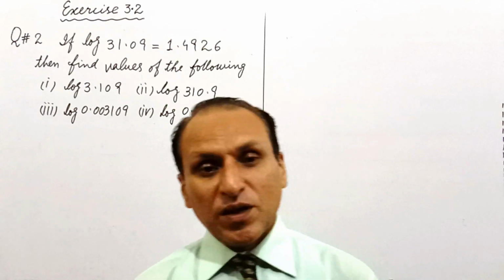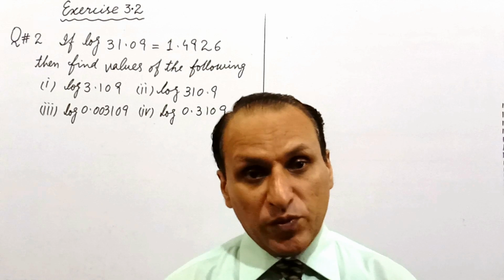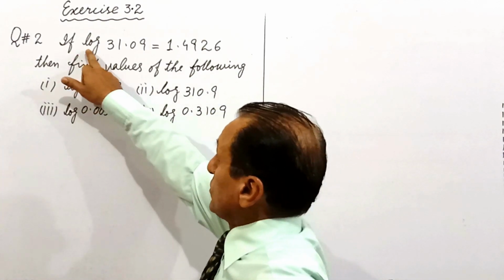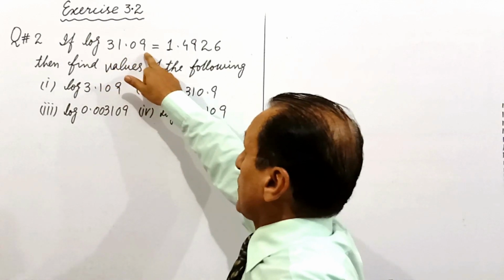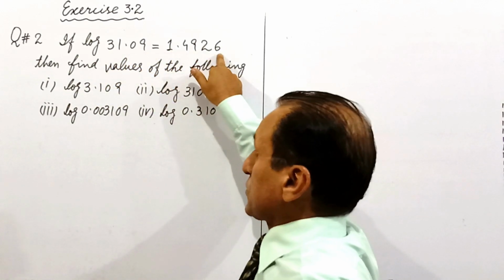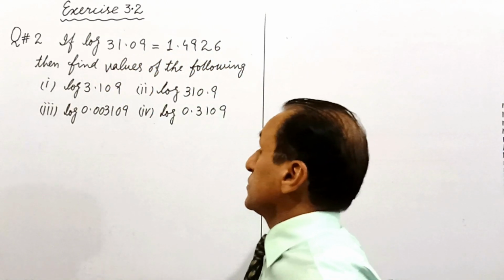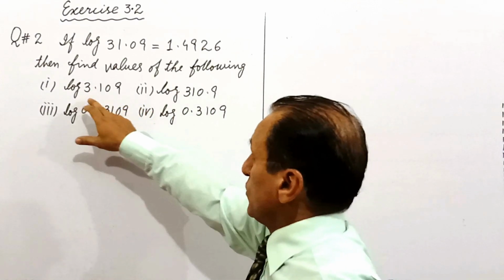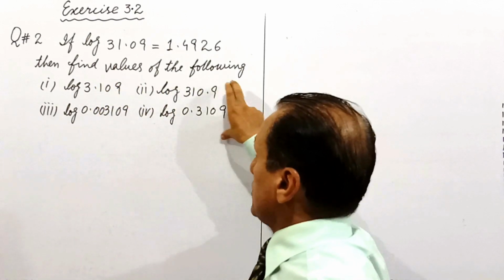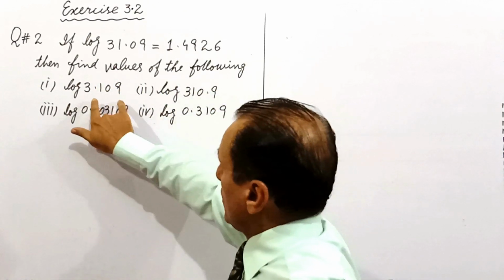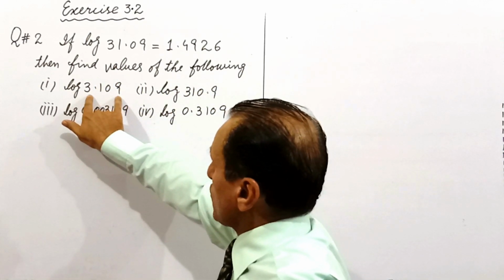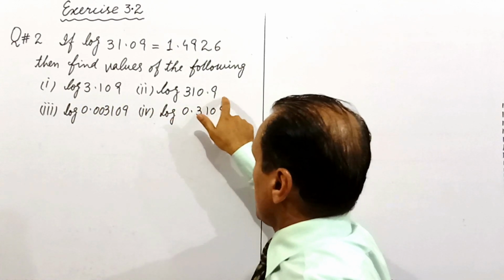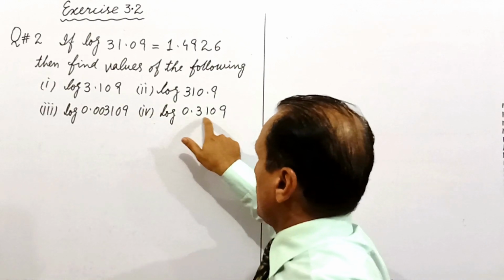Assalamu alaikum students. We continue exercise 3.2 with question number 2, in which we are given the logarithm of 31.09, that is 1.4926. Meaning the logarithm of a number is given to us. But what we observe is that we are required to find the logarithm of four parts, and each part has the same sequence of significant digits, that is 3109, 3109, 3109, 3109.